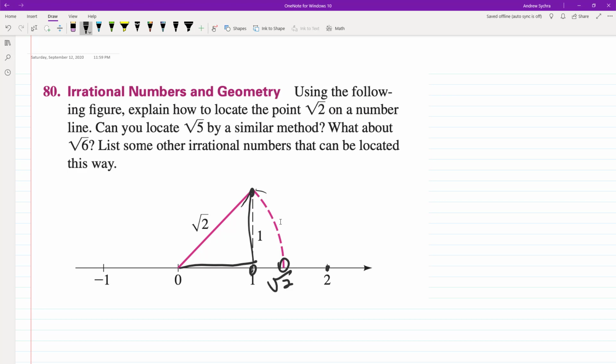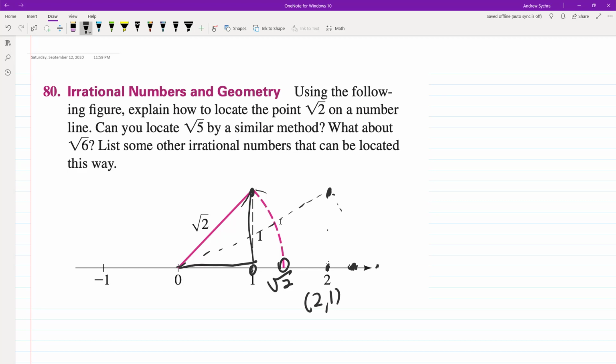For square root of 5, what you would do is you would go 2 over and 1 up. And the reason why you would do that is because you're right here, and then you just drag this down. It'd probably get you somewhere right here. Square root of 5 is like 2.23 or something like that. Somewhere down here. Not exactly sure where, but okay.